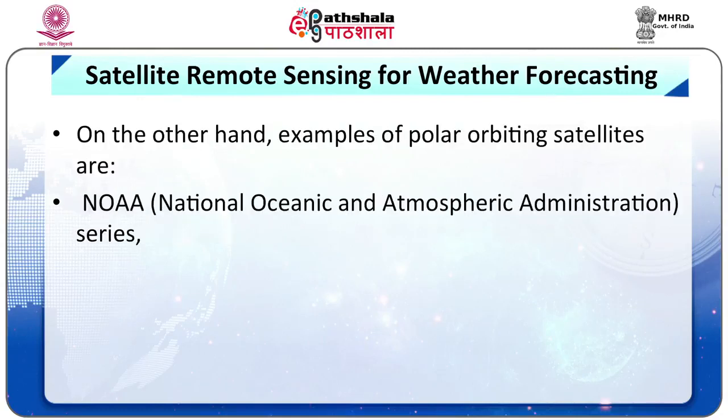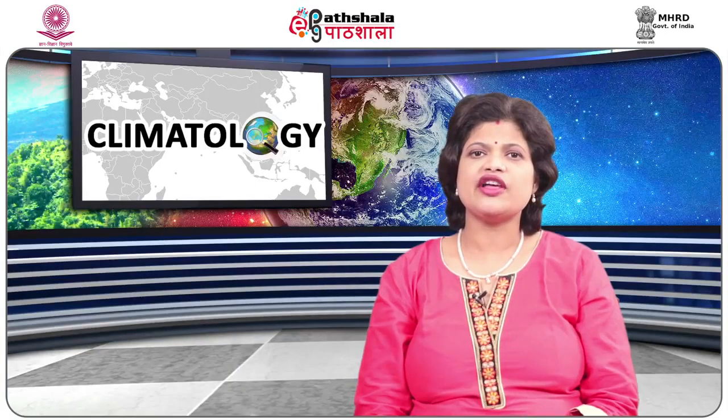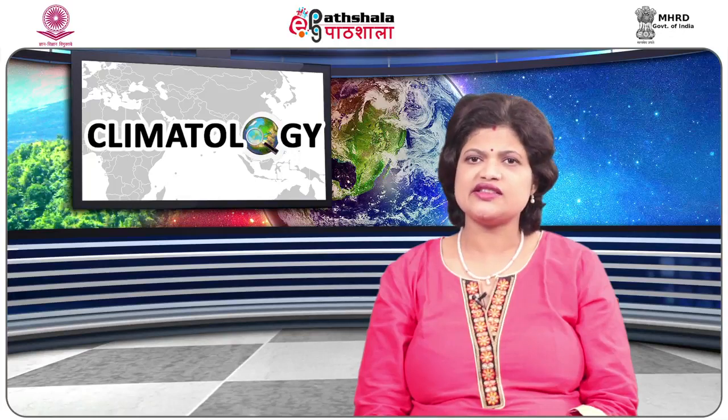On the other hand, examples of polar orbiting satellites are the NOAA, which is National Oceanic and Atmospheric Administration series, FY1, FY2 series, TRMM, Tropical Rainfall Measuring Mission, QuikSCAT, Quick Scatterometer, etc. Thus, we see that apart from several weather instruments, climatic data and measurements are also taken with the help of satellites and its sensors.